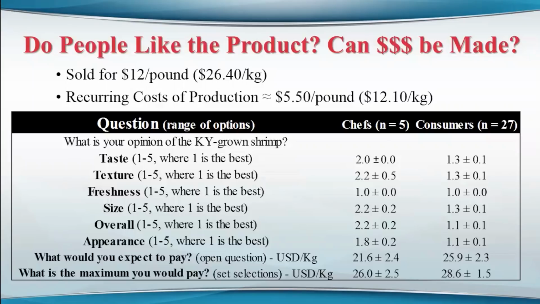We asked the people that we gave these shrimp to rate the shrimp from 1 to 5 on taste, texture, freshness, size, their overall thoughts, and the appearance of the shrimp. And a 1 was the best. And so you can see here that everything scored pretty well. These are the averages, plus or minus standard error. Everything scored pretty well. The one thing that really stands out to me is on freshness, we didn't get anything but 1s, nothing but the very best score on the freshness of the product.